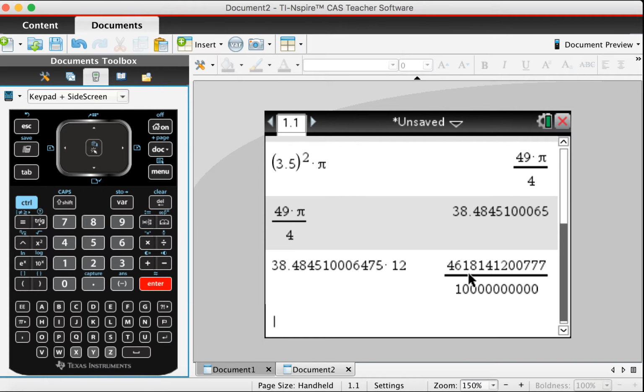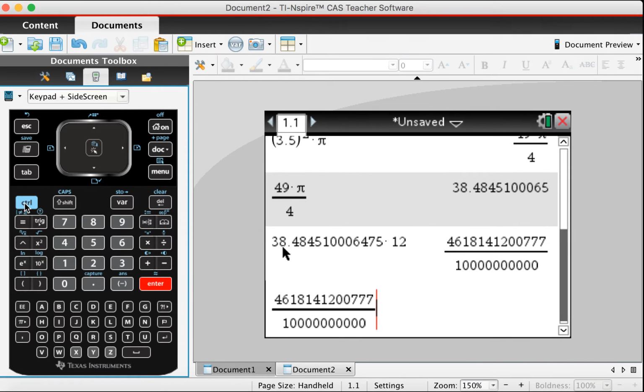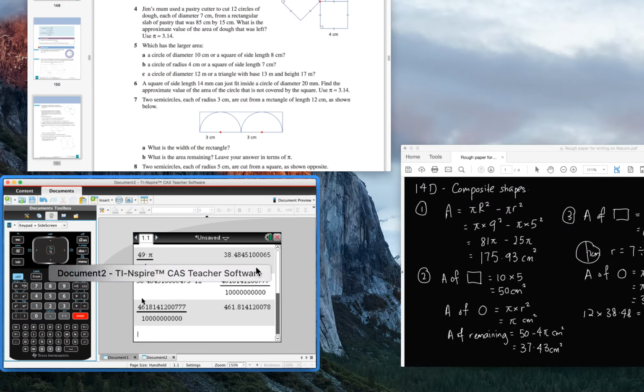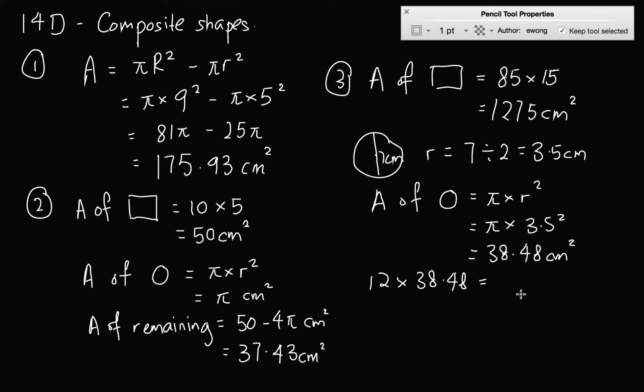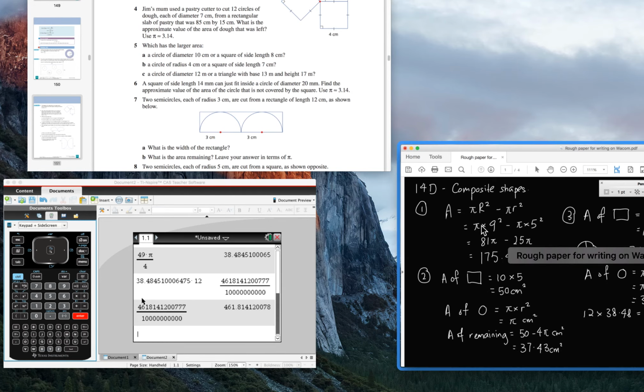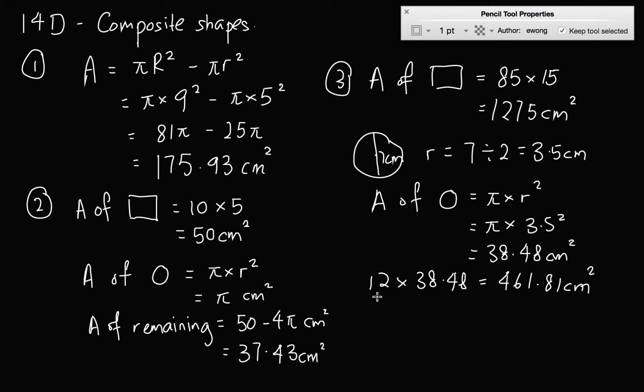Sorry, this calculator is a bit wonky. So 461.81. 461.81 centimeters squared. Now, are we asked to find the remaining? So what is the approximate value of the area of dough that was left? So it is the remaining dough that we are trying to find.